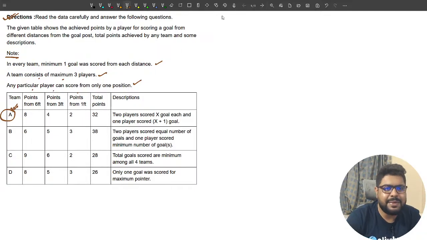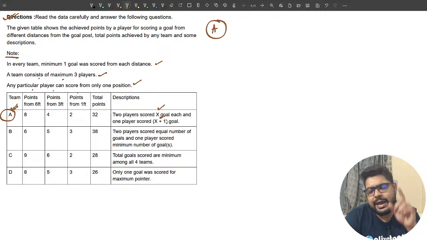Now what about team A, sir? Team A's description: 2 players scored X number of goals and 1 player scored 1 extra goal, X plus 1 goals. Now I don't know the value of X. 1 goal each, 2 goals each, 3 goals each, I don't know.